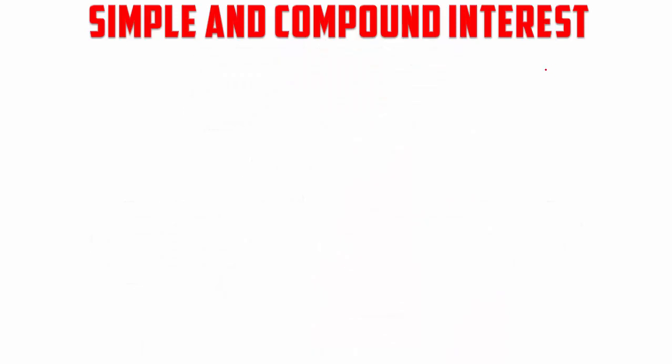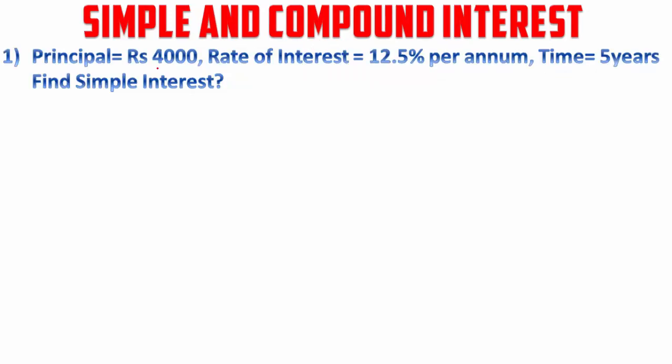So let's start. The first question is: principal is given, that is rupees 4000. Rate of interest is also given, that is 12.5% per annum. Time is equal to 5 years and we have to find the simple interest. Everybody knows simple interest is equal to P into R into T divided by 100. And we start multiplying P into R into T and then divide by 100.